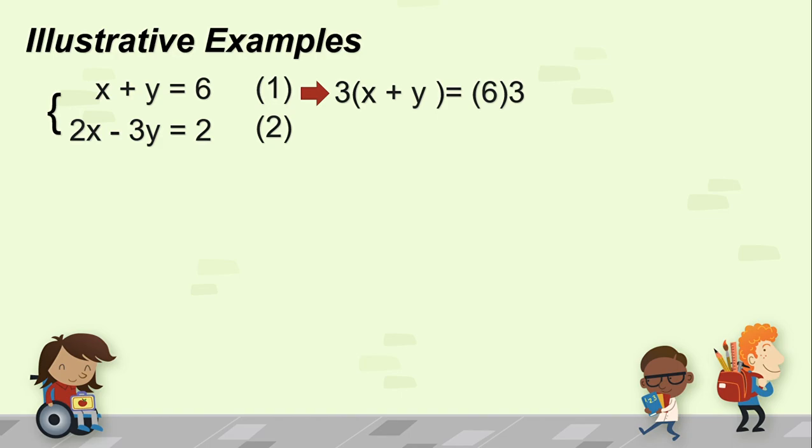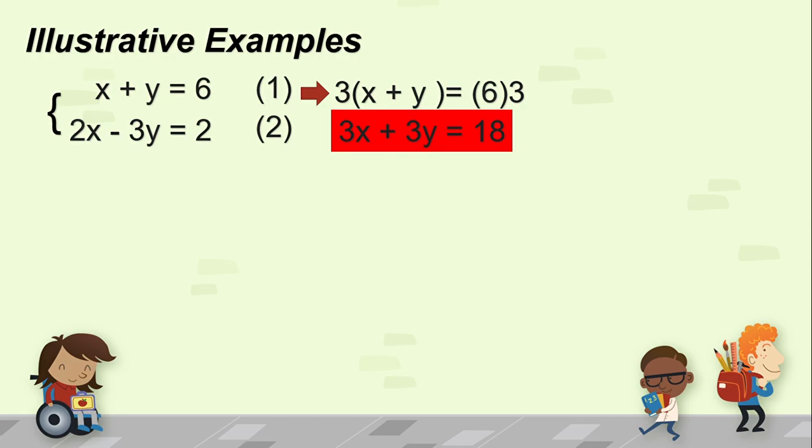So it will become like this. We need to do this so that we can eliminate one of the variables. So for this example, we are going to eliminate the variable y. Since we're going to multiply both sides by 3, let's simplify this. So 3 times the quantity of x plus y will become 3x plus 3y, and then 6 times 3 is equal to 18.